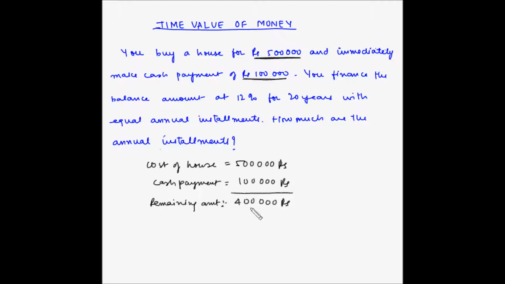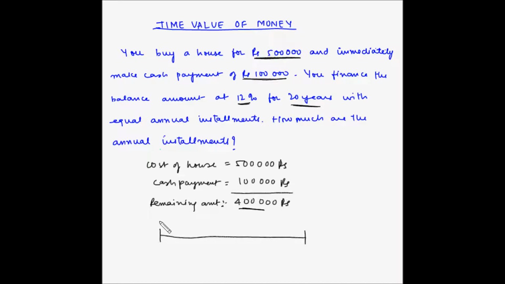Now you decide that you cannot pay this amount immediately. So you approach a bank and ask them to provide you a loan for this amount. The bank says that we will give you this much money at an interest rate of 12%, and the entire amount needs to be repaid back to the bank in 20 years with equal annual installments. Now we have to find out what is the annual installment that you need to pay.